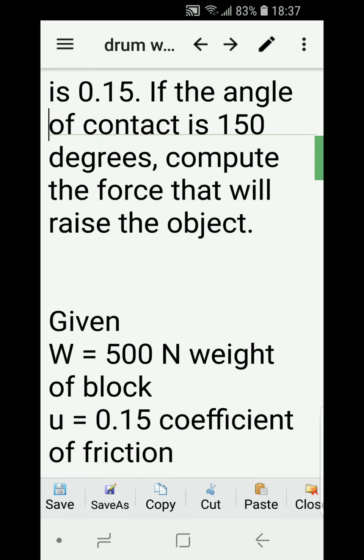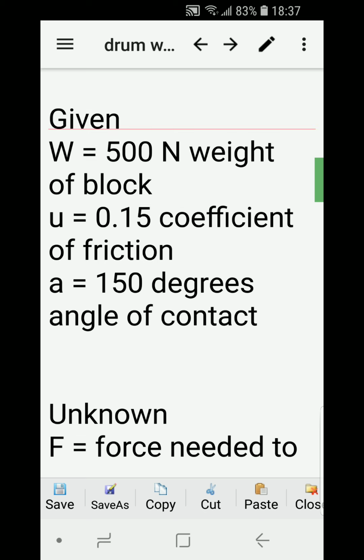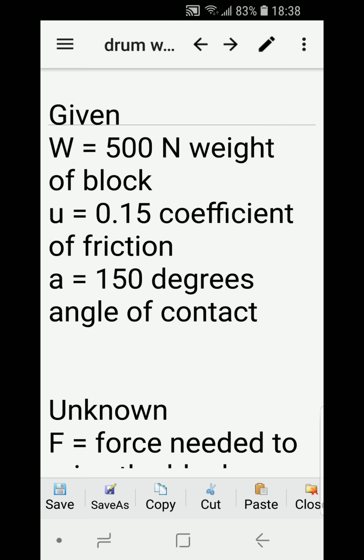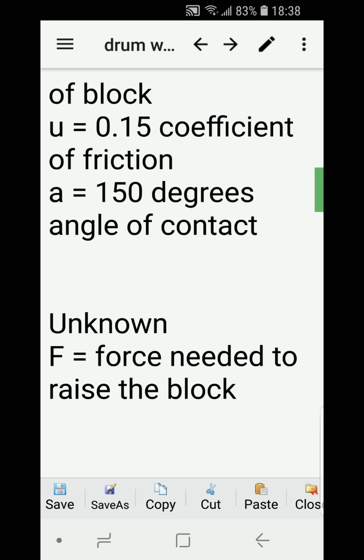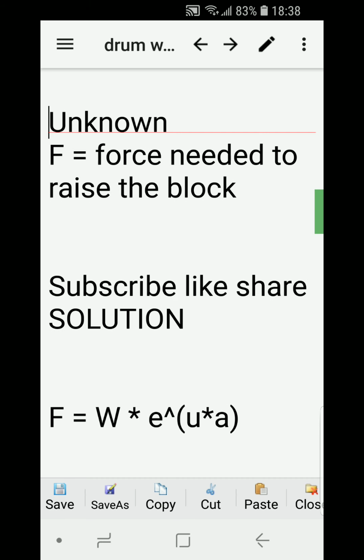Okay, so here is our given: 500 newton weight of block, 0.15 coefficient of friction, and 150 degrees angle of contact. The unknown is to solve for the force needed to raise the block.